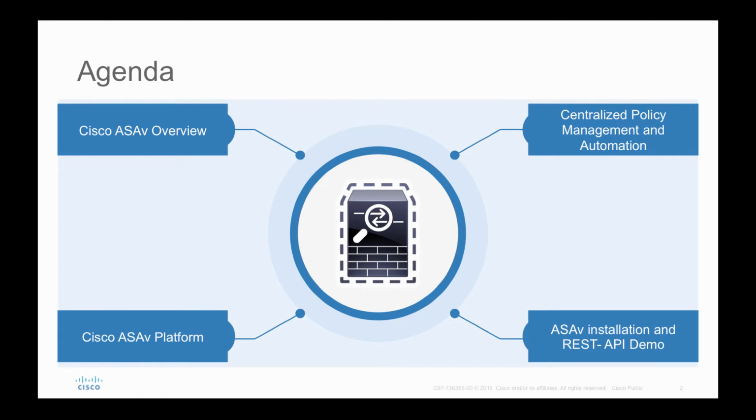I'll start off this video with an ASAv overview. I'll talk about open architecture, multi-hypervisor support, multi-virtual switch support. And then I will talk about the Cisco ASAv platform, where I will share a couple of slides on available models of ASAv and datasheet numbers. Then I will move on to the next topic, centralized policy management and automation. And at the end of the video, I will do a live demo of ASAv installation on Fusion and configuration of the RESTful API plugin.